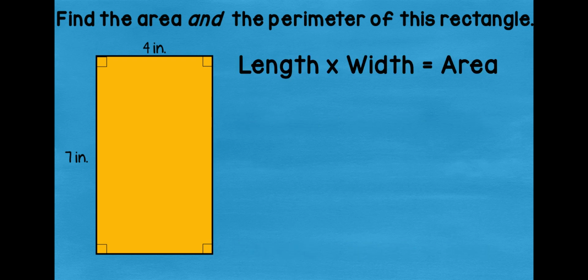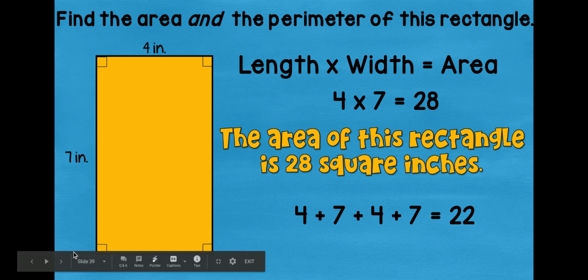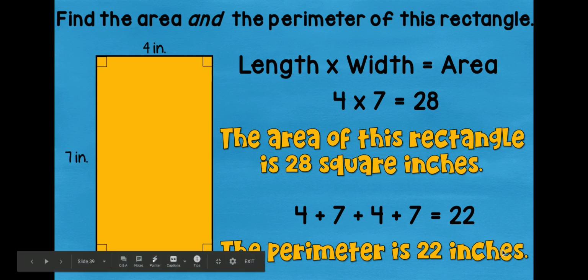All right, so for the area, you needed to multiply 7 times 4, and hopefully you got the answer 28 square inches, because it is labeled with inches. And then for the perimeter, you needed to add together 4 plus 7 plus 4 plus 7 to get the answer 22. So perimeter is 22 inches. Remember, area, you need the square part, but perimeter, it's just the length.